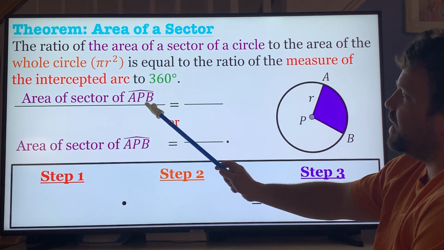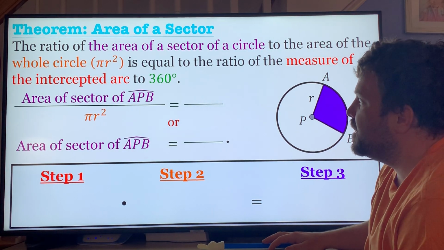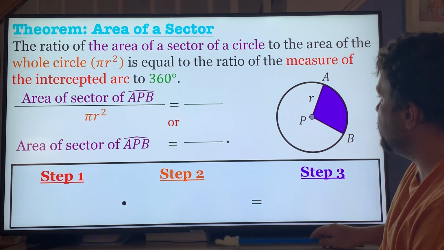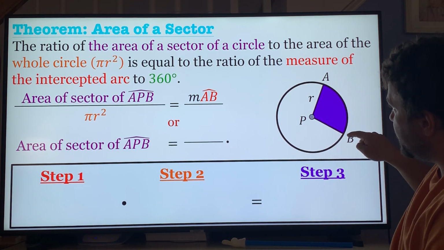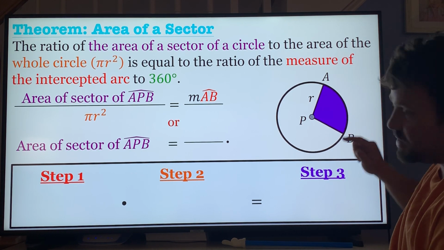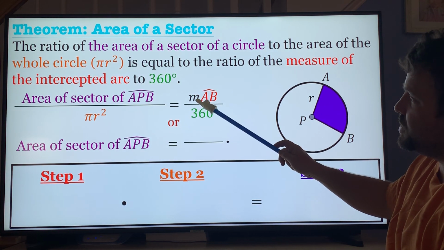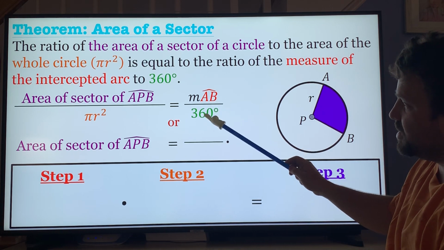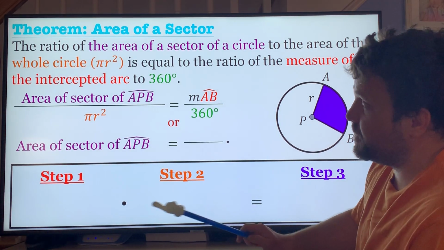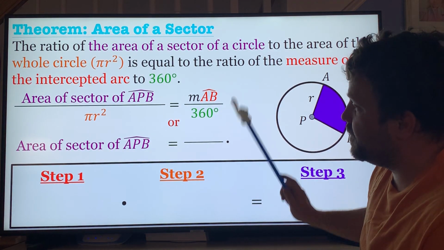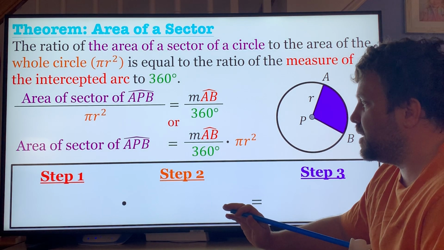So what this means is it's the area of this purple piece, A, P, B, over pi r squared, the area of the whole entire circle. So that gives you the percentage, equal to the measurement of this arc, which is the measurement of the central angle, over 360. So it's pretty much saying both these ratios are the same: the ratio of the angle to the whole thing, and the ratio of the area to the whole area. Now we can make an equation for the area of the actual sector by multiplying both sides by pi r squared, which equals the measure of AB over 360 times pi r squared.